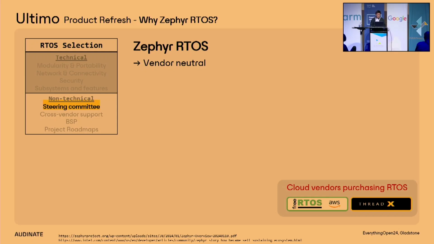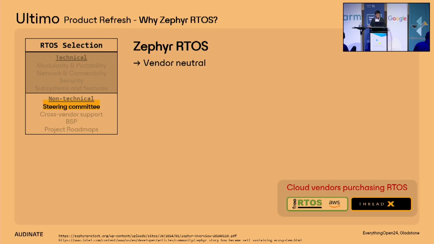So cloud vendors, basically, in the cloud world, there are also IoT devices that want to connect to the cloud. And it made sense for Amazon to have steering capacity and stewardship over the future development of real-time operating systems. So, it made sense for them to buy FreeRTOS.